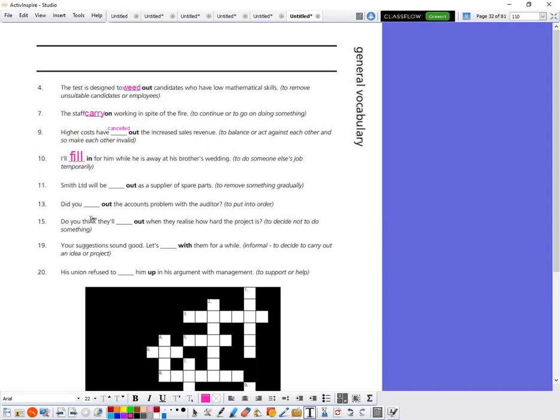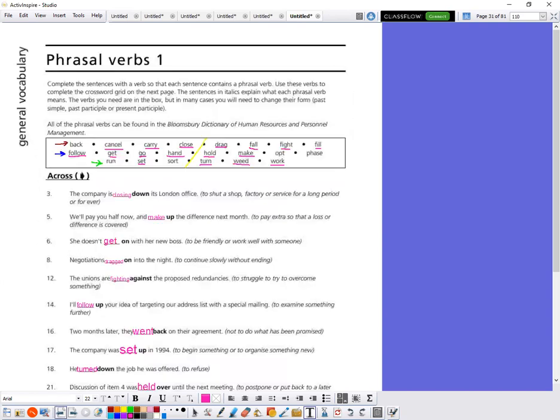Number 11: Smith Limited will be eaten out as a supplier of spare parts. The meaning is to remove something gradually. The answer is in the blue line. Phased? Yes, phased. That's right. Phased.